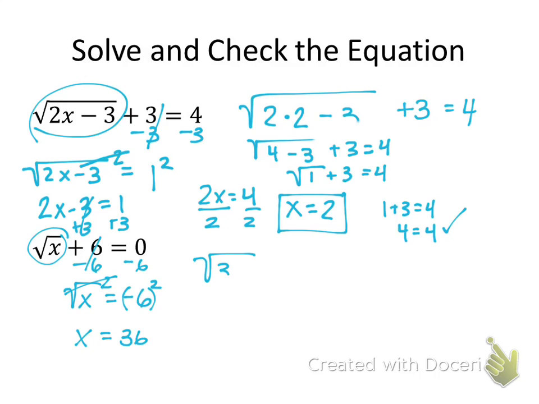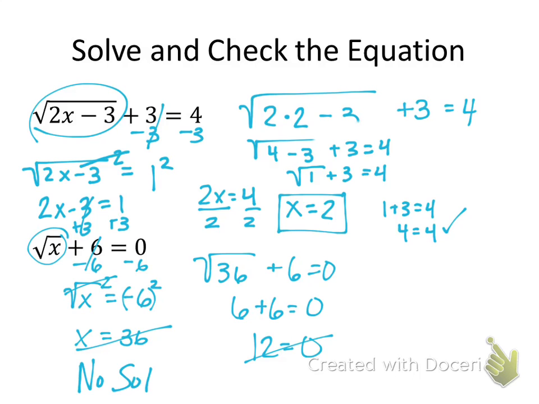Okay, now I'm going to plug it back in and check it. Square root of 36 plus 6 equals 0. What's the square root of 36? 6 plus 6 equals 0. What's 6 plus 6? Does 12 equal 0? No. So I know that even though I found x equals 36, it does not work out. So this is no solution. That's exactly why you have to check these problems, because you may find out that it does not work out in the end. It's no solution.